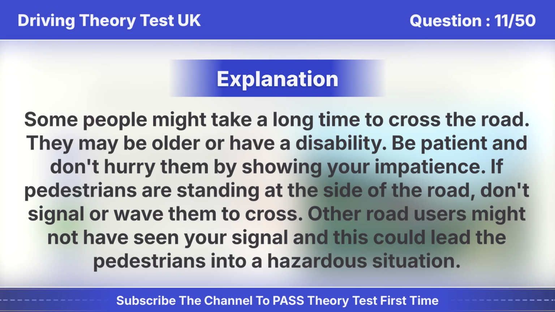Some people might take a long time to cross the road. They may be older or have a disability. Be patient and don't hurry them by showing your impatience. If pedestrians are standing at the side of the road, don't signal or wave them to cross. Other road users might not have seen your signal, and this could lead the pedestrians into a hazardous situation.